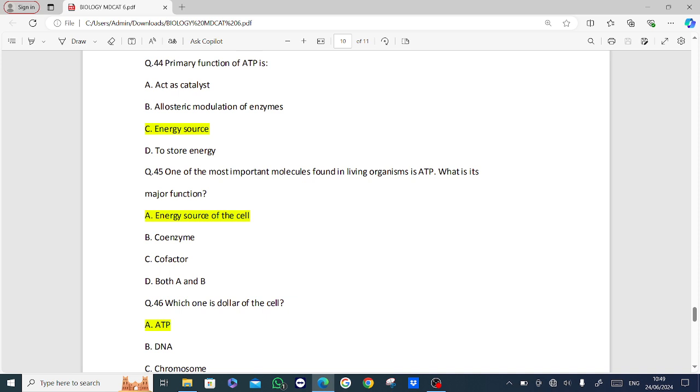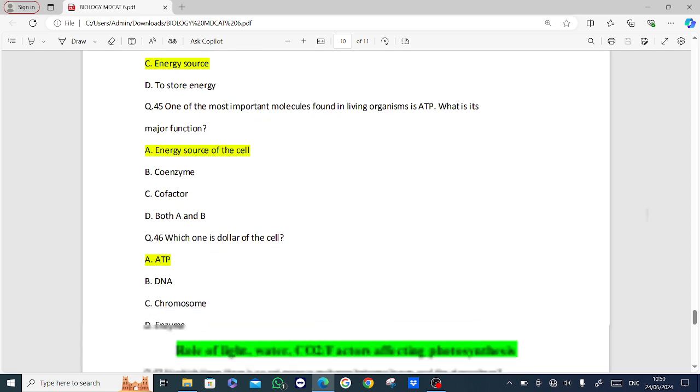Next MCQ is, one of the most important molecules found in living organisms is ATP. What is its major function? Options are, energy source of the cell, coenzyme, cofactor, both A and B. Answer is option A, energy source of the cell.